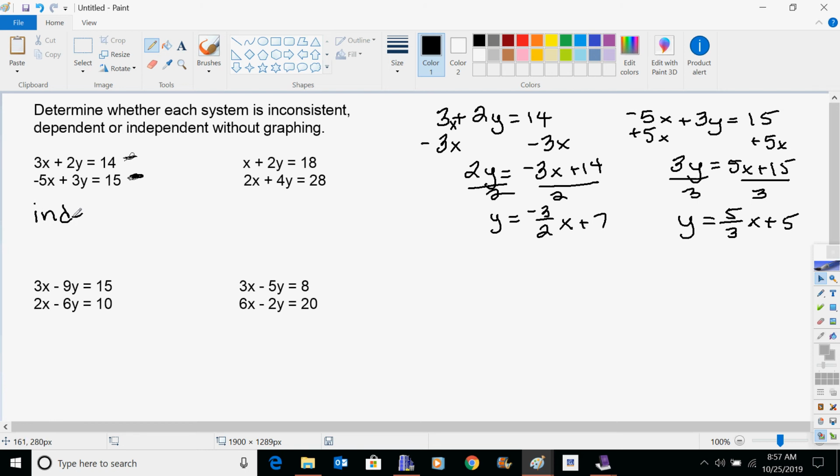Because what's the slope in the first one? Negative 3/2. And then the slope for this one is 5/3. So we don't care what the y-intercept is, as if the slopes turn out to be different, it's automatically independent. So we have that one. So same process for the others. You have to find the y equals form, the slope-intercept form, and then you move on and do the others.